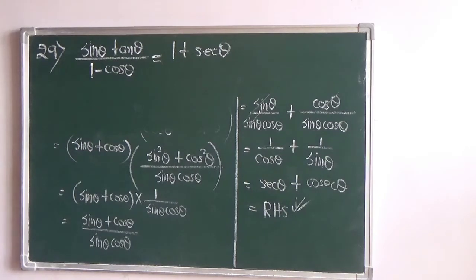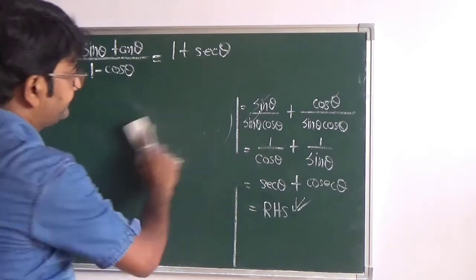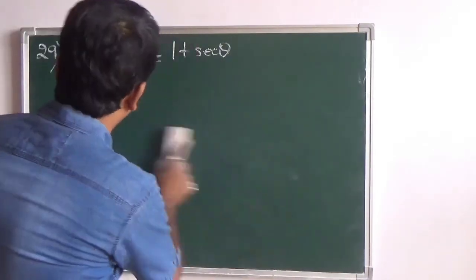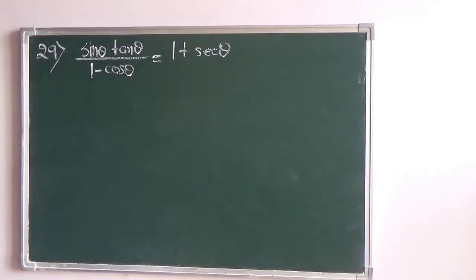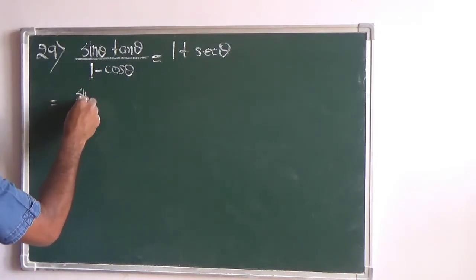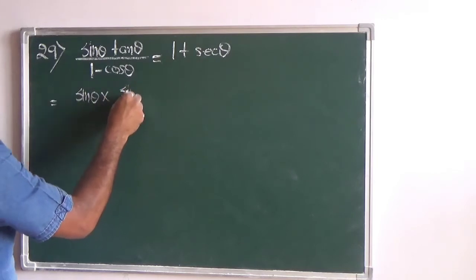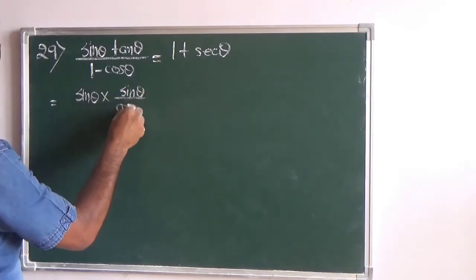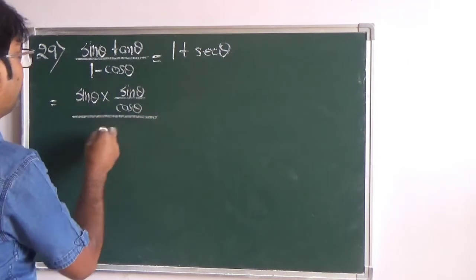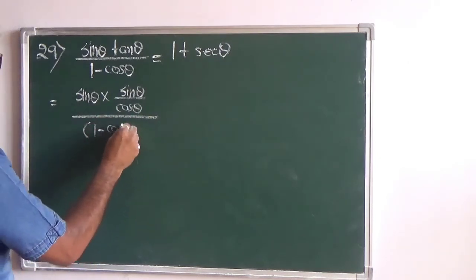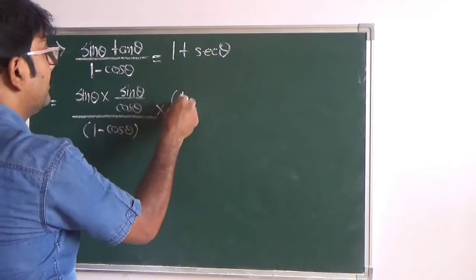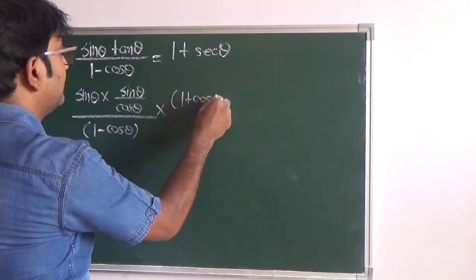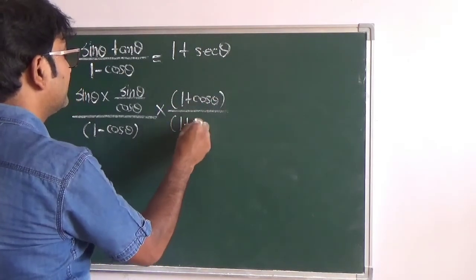So we can change tan theta into sin by cos, or you can rationalize by taking 1 plus cos theta by 1 plus cos theta. Let us try it. You can write it as sin theta into sin theta by cos theta divided by 1 minus cos theta, and here let us rationalize it: 1 plus cos theta divided by 1 plus cos theta.